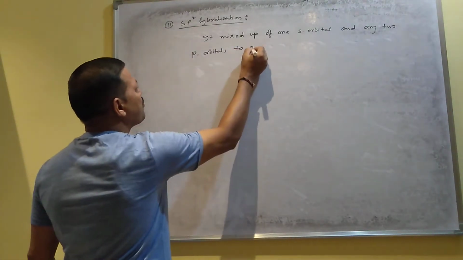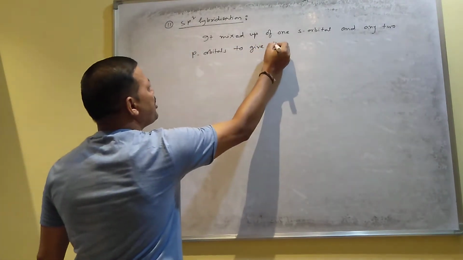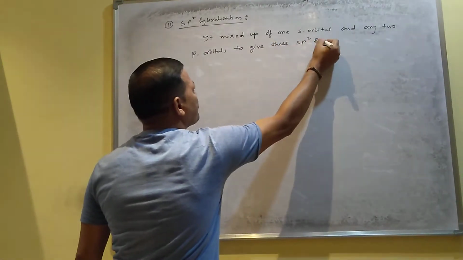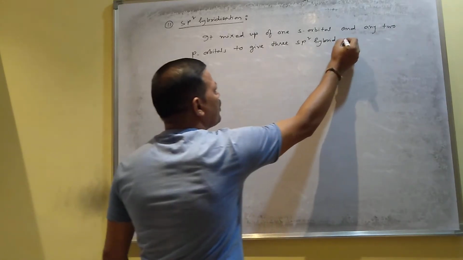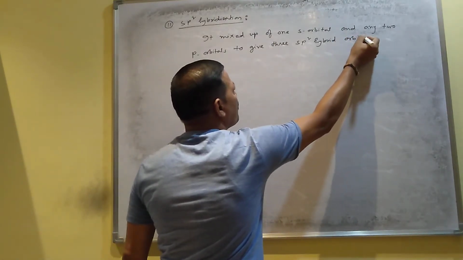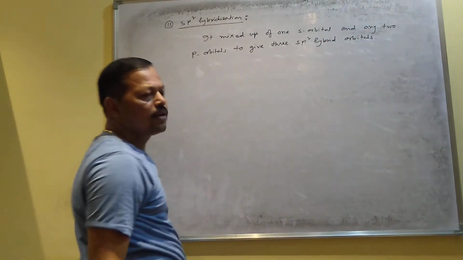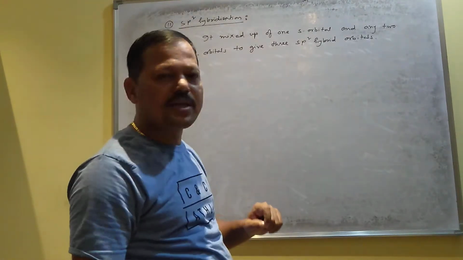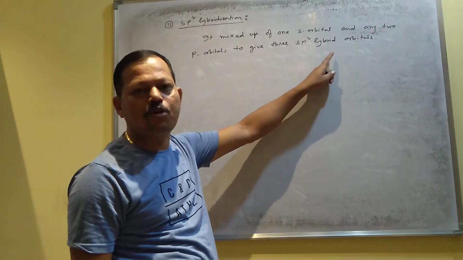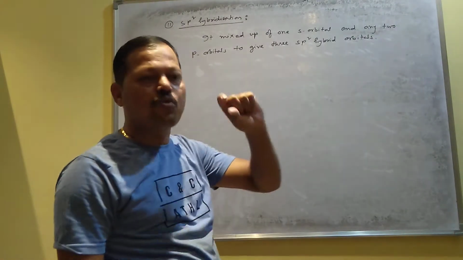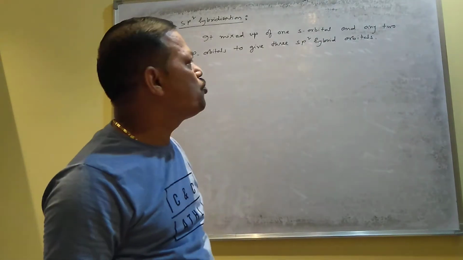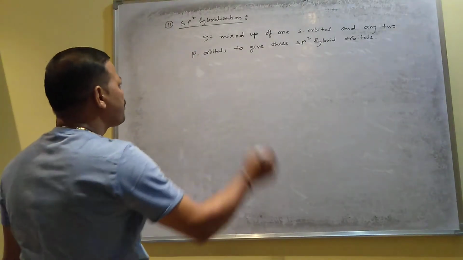give three sp2 hybrid orbitals. So one s mixed with two p, so three orbitals are involved in mixing, and that is why you will get three hybrid orbitals. And since one s mixed with two p, that's why the hybrid orbitals are called sp2 hybrid orbitals.